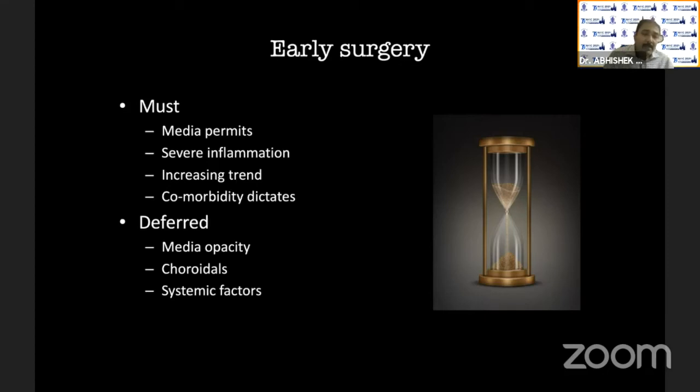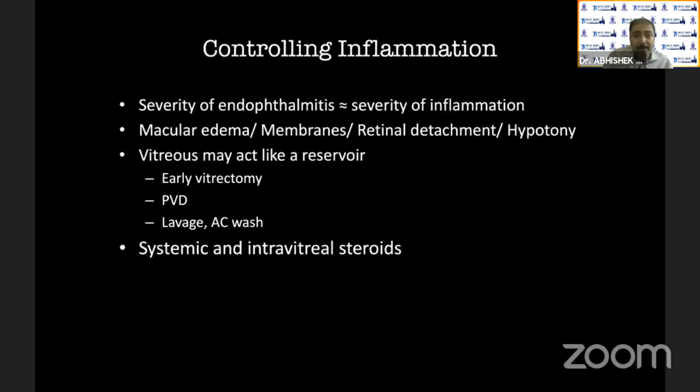If the media opacity is such that you cannot operate, then of course you defer it. If you have choroidals, you may wait for a couple of days, or if there are certain other systemic factors in the patient, then you may want to defer the surgery.